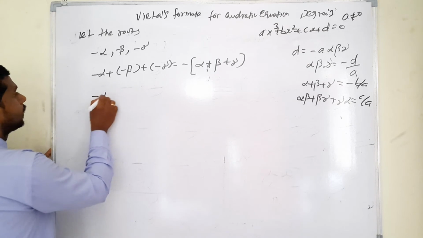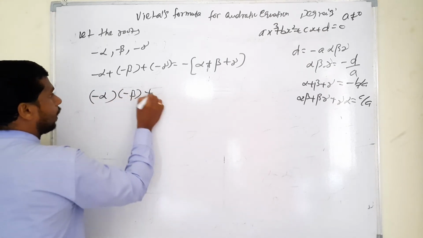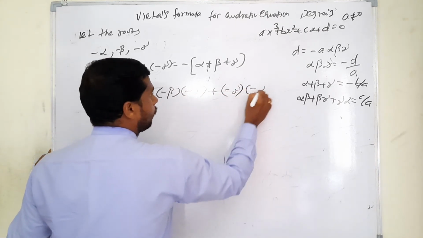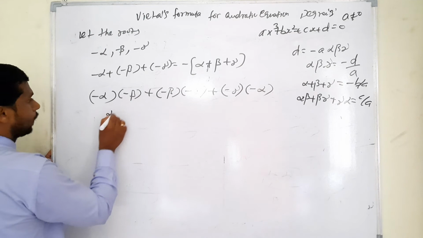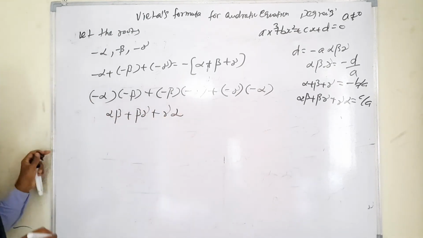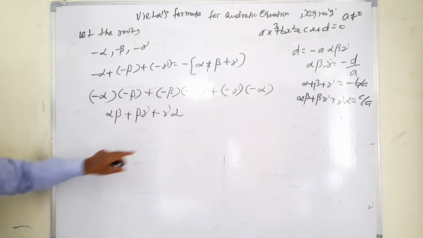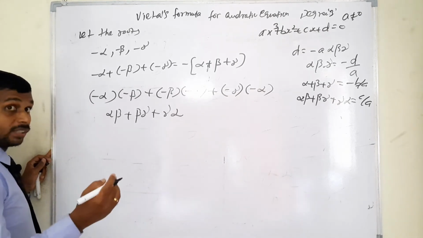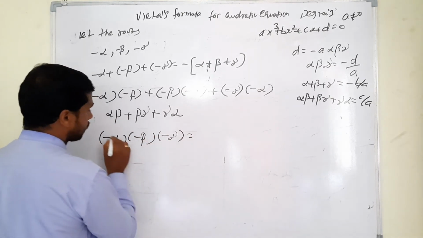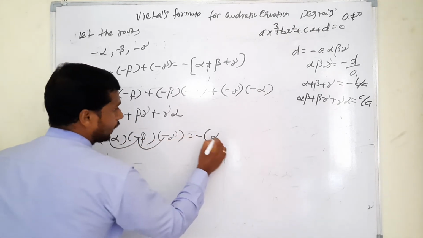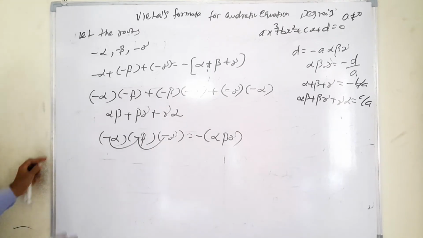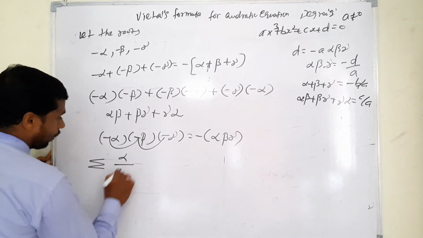Now taken two at a time means minus α into minus β plus minus β into minus γ plus minus γ into minus α. Minus into minus is plus, so αβ, again βγ, then γα. This is the sum of product of the roots taken two at a time. The last one, the product of the roots taken three at a time: minus α into minus β into minus γ means minus into minus plus, plus into minus, minus of αβγ.